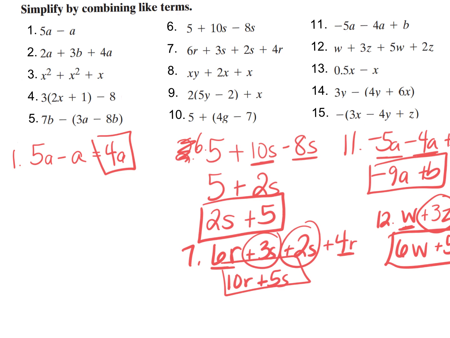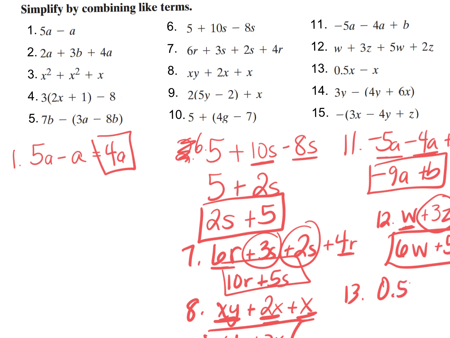Number 3, x squared plus x squared plus x. I have 1x squared plus 1x squared. That's 2x squared. I have nothing to combine with 1x, so my answer is 2x squared plus x. Number 8, I have xy plus 2x plus x. There's no like term to go with xy. I have 2x plus 1x, and that is 3x. Number 13, 5/10 x minus 1x. 5/10 minus 1 is negative 5/10 x.